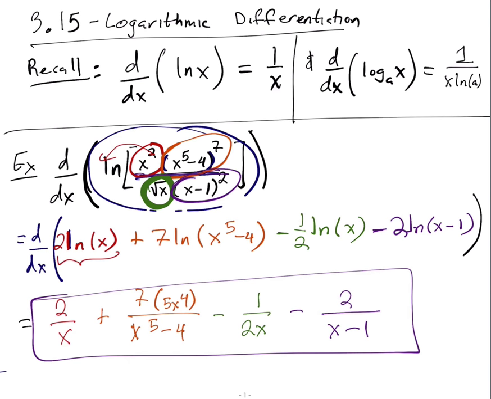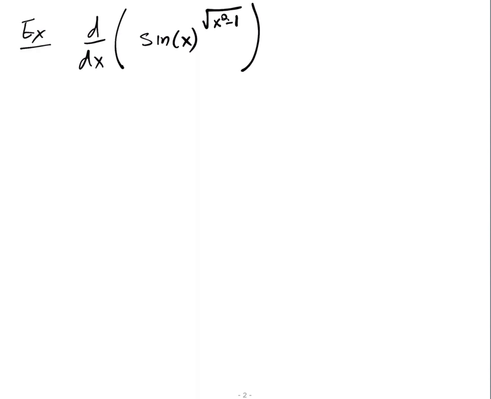So that actually is not logarithmic differentiation. So this is getting the derivative of a log function. But what we did is we used the laws of logs to help us break it up to make it easier, right? Okay. But what we can do is, for example, you want to get the derivative of something weird, like sine of x raised to the square root of x squared minus 1. Okay, now at first glance, you might think of getting the derivative of this by simply applying the chain rule, right?